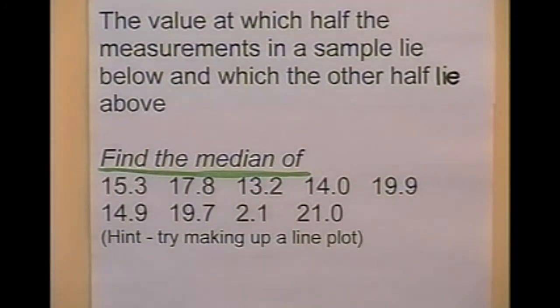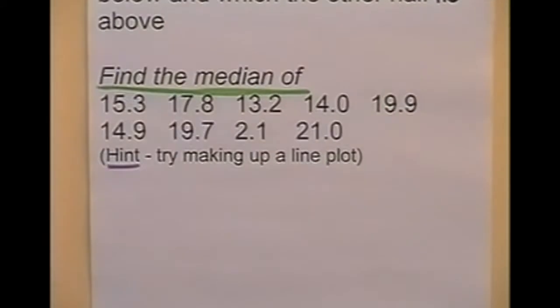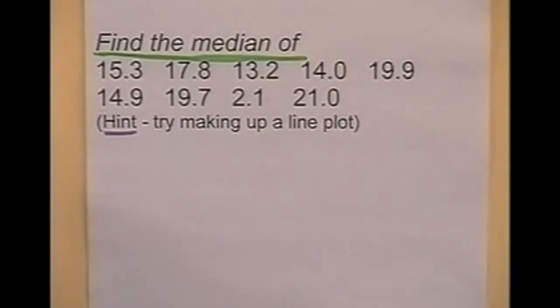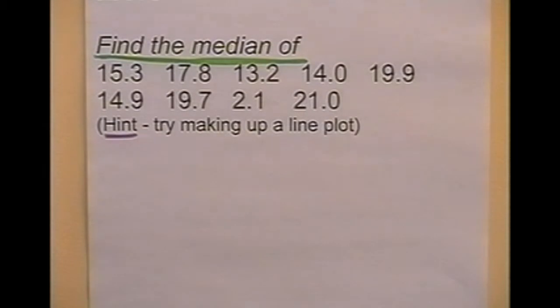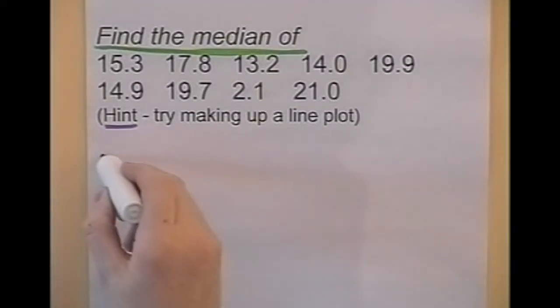Well, actually, I'm a bit stuck now. Oh no, wait a minute. There's a hint here. Hint: try making up a line plot first. So I'm going to try and make up a line plot. And in a line plot, all you do is you take the lowest numbers first and you order the numbers that you have. So let's look for the lowest number here. Well, I see the lowest number is 2.1.